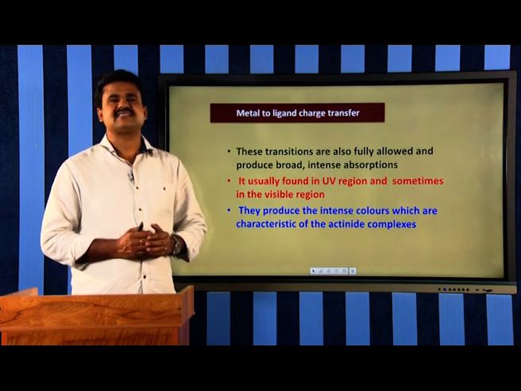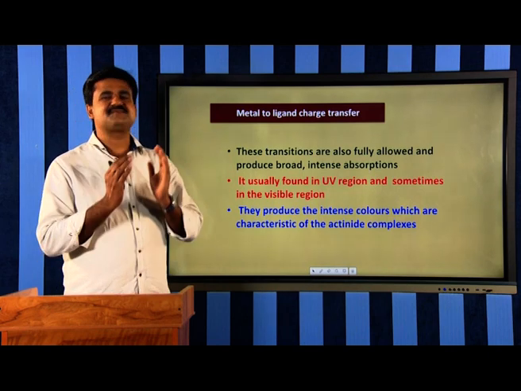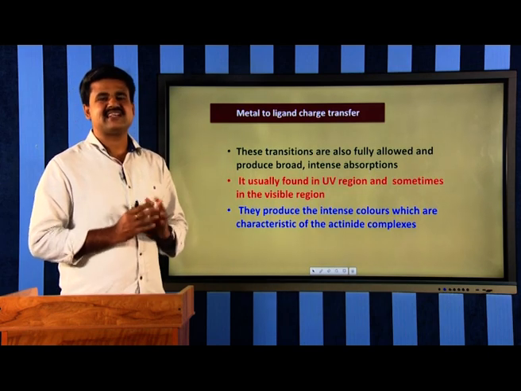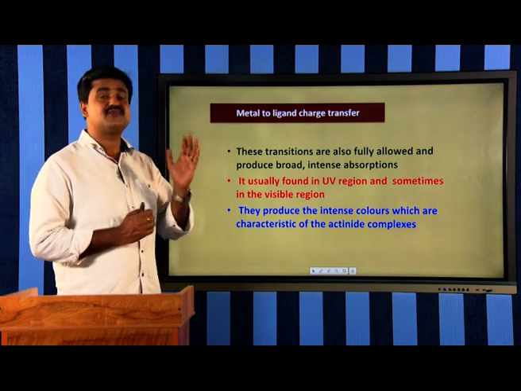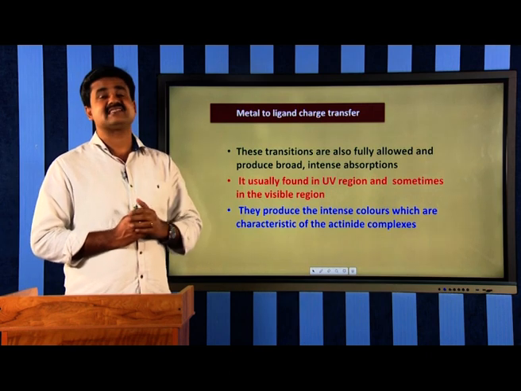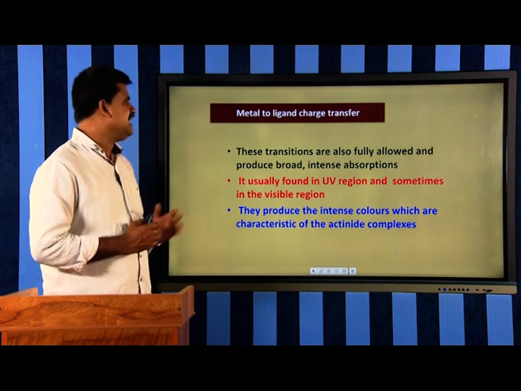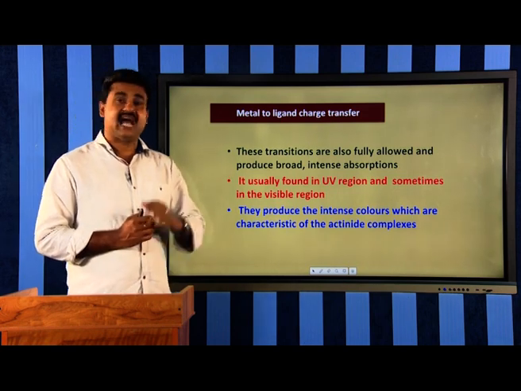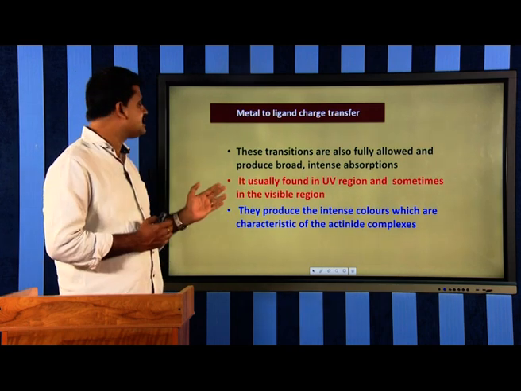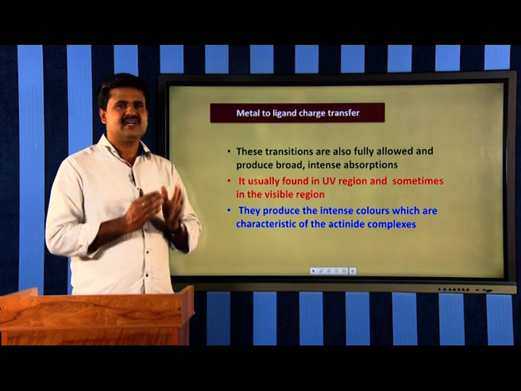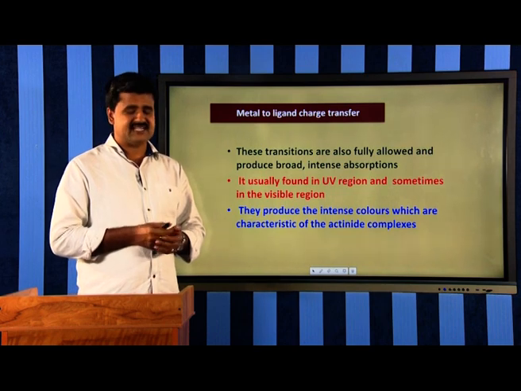Metal to ligand charge transfer transition. This is the last type of transition responsible for electronic transition in actinide compounds. These transitions are also fully allowed by the Laporte and spin selection rules. It is usually found in the UV region, and sometimes the metal to ligand charge transfer transition appears in the visible region. They produce intense colors which are characteristic of actinide complexes.